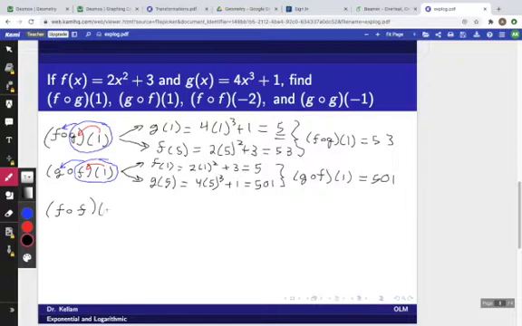We're going to do f of negative 2. Well, we're going to do it the same way. We start off by taking negative 2 and we put that into f, and then we take whatever answer that is and put it back into f. So we have two things that we need to do.